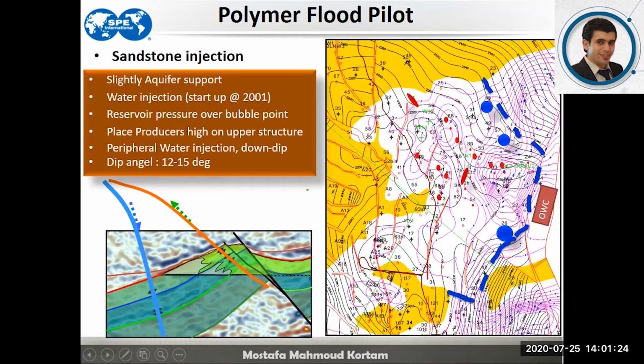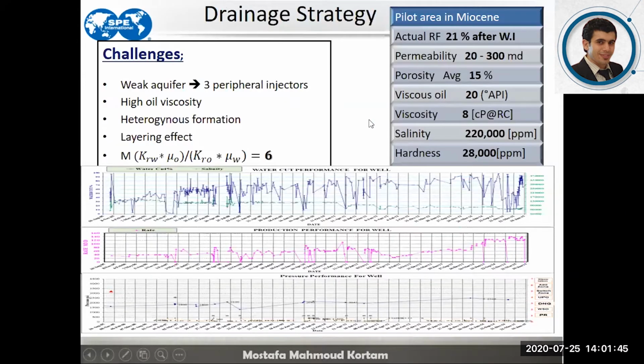The injection was distributed from all the surroundings and circumference of the field to allow an adequate areal efficiency. The area of this part of the field is about 1,100 acres. Regarding the drainage strategy, the recovery factor at the moment of starting the water injection was just 20% or 21%.